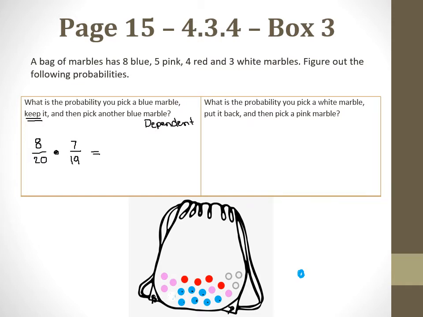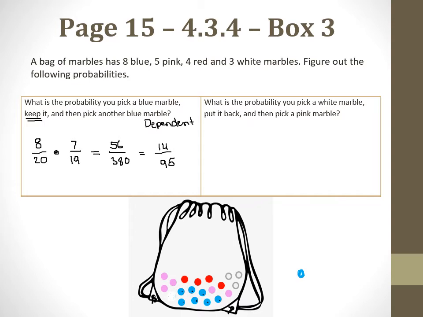8 times 7 is 56. 20 times 19 is 380. And those are both divisible by 4. 56 divided by 4 simplifies to 14. And 380 divided by 4 simplifies to 95. So this is a 14 out of 95 chance.